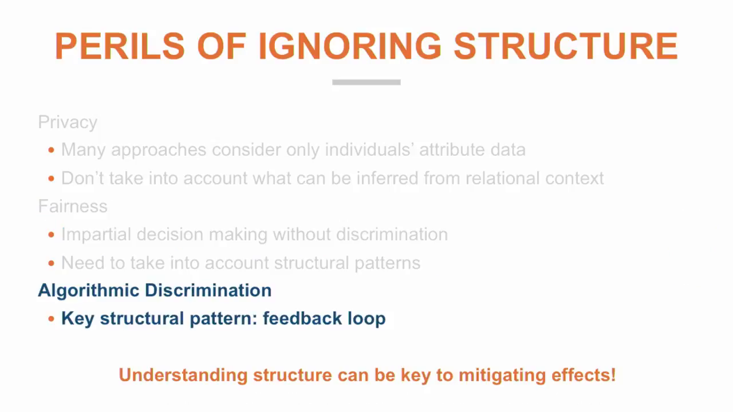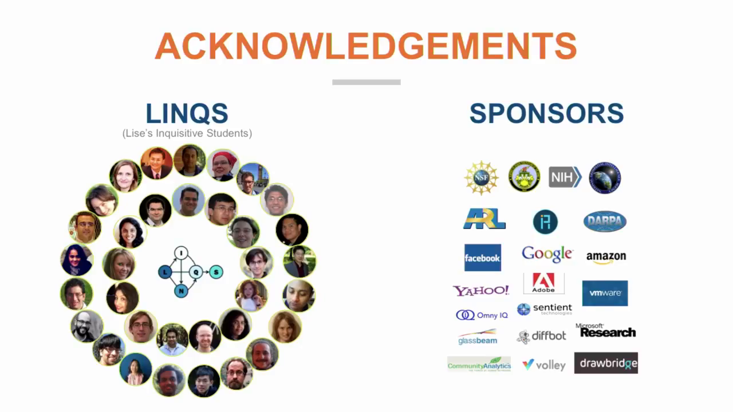And the final place where I think there's real opportunity to make use of structure and really understand things is in this notion of algorithmic discrimination. The fundamental structural pattern there is that there's some feedback loop, something like the rich get richer and the poor get poorer. So having a way of encoding that is important. Understanding the structure can end up being the key to mitigating some of the negative effects in these kinds of settings.